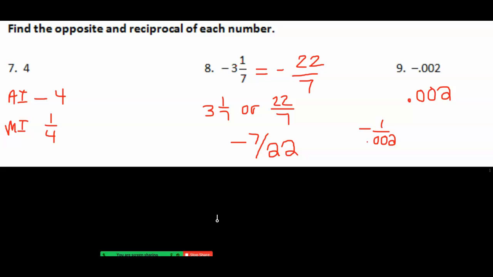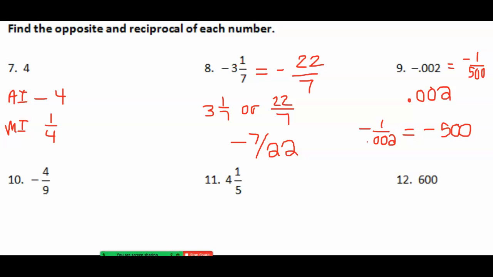One over 0.002 is negative 500. The reason for that is because this is actually negative 1 over 500 as a fraction. And remember, you could go on your calculator, you could type that decimal and hit math enter enter, and it would give you the fraction.